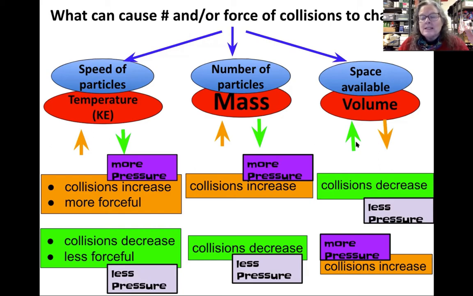But with volume, it's an inverse relationship. So when you increase the volume, you're actually decreasing the collisions and decreasing the pressure. And if you decrease the volume, you're increasing the collisions and getting more pressure, increasing pressure. Okay, so temperature and mass and collisions and pressure are directly proportional. Collisions and volume are inversely proportional.